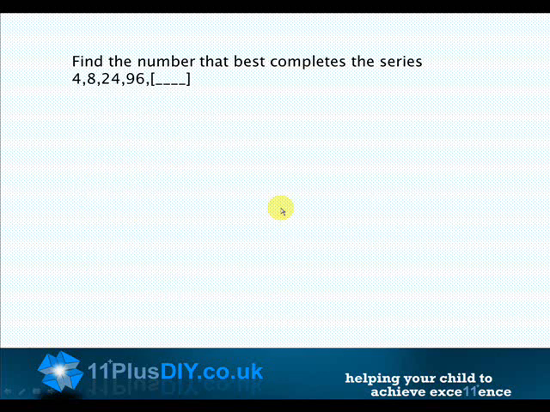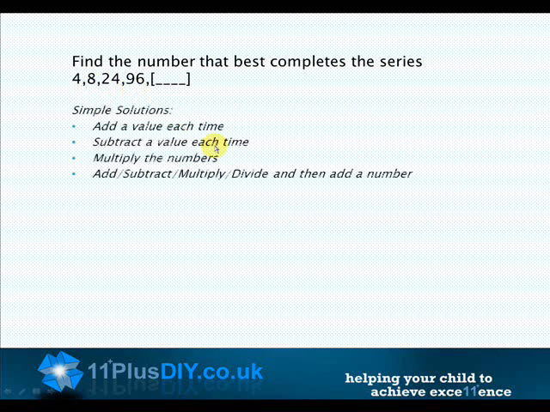Let's have a look at another example. Find the number that best completes the series 4, 8, 24 and 96. Again, we go through our common solutions of adding, subtracting, etc. and trying to find a pattern. So, let's have a look. How can we get from 4 to 8? We could say 4 plus 4 equals 8, but would 8 plus 4 equal 24? No. Well, what we could say is 4 times 2 is 8.